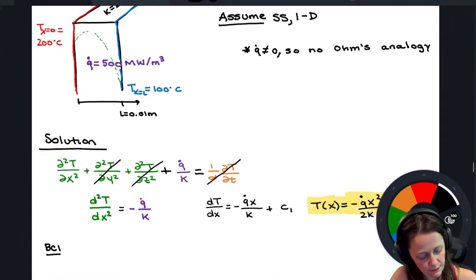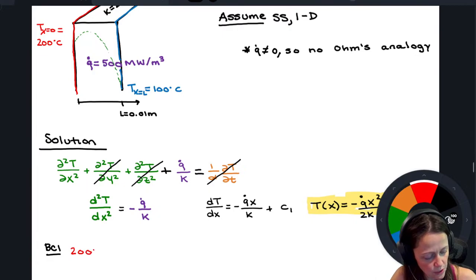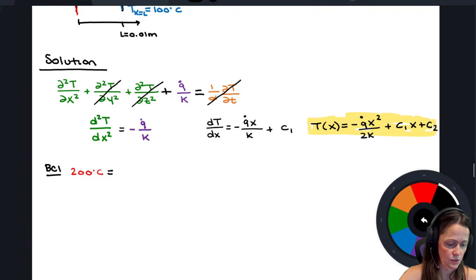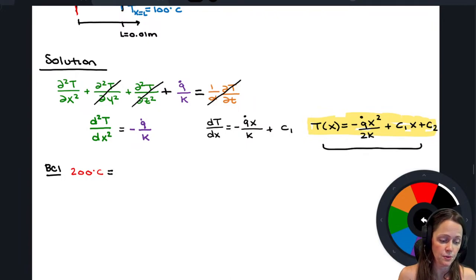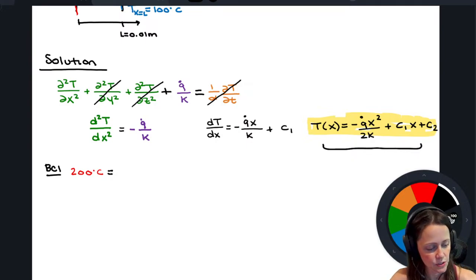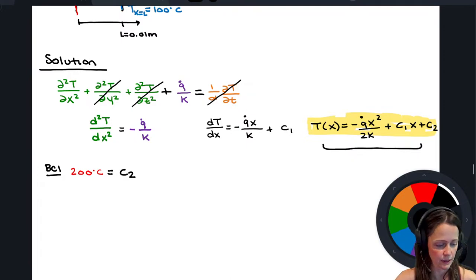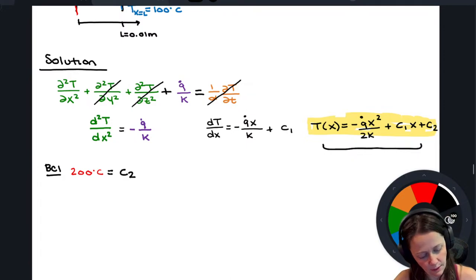So T at x equals 0, 200 degrees Celsius, is going to be equal to, let's look at my equation. If I plug in x equals 0, then T at x equals 0, 200 degrees, is just going to be equal to C2. Perfect. So that's another thing I'm going to highlight.